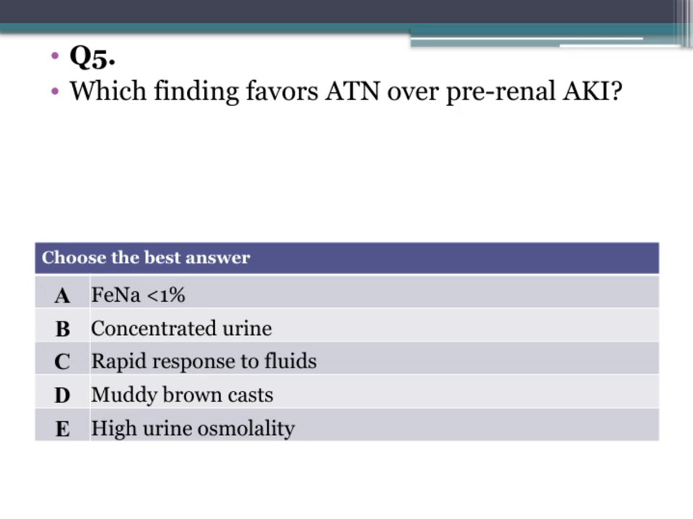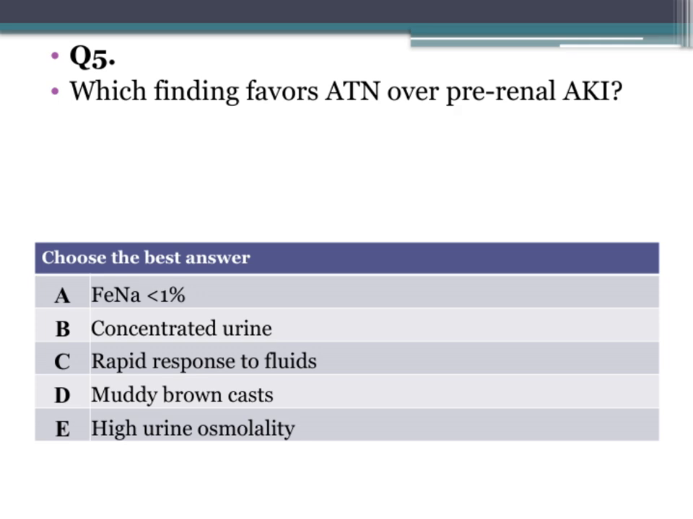Now, option D, muddy brown casts, are classic for ATN. These casts are formed from necrotic tubular epithelial cells sloughing off into the urine, which is a hallmark of intrinsic renal damage like ATN. Finally, option E, high urine osmolality, again tends to be seen in prerenal states, where the kidney is concentrating urine effectively.